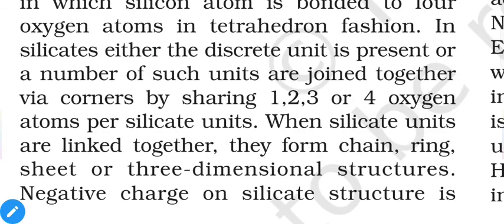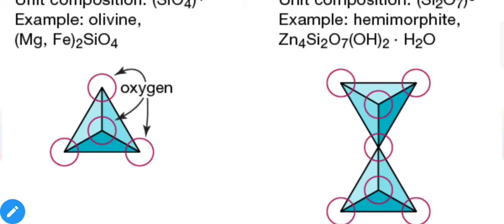In silicates, either a discrete unit is present or a number of such units are joined together at the corners by sharing 1, 2, 3 or 4 oxygen atoms per silicate unit. So depending on the attachment with adjacent silicates, we can get different forms of silicates. Here we have such examples. First we have the discrete silicate. That means we have a tetrahedron. At the center of this tetrahedron we have one Si atom and 4 oxygens are present at the corners of this tetrahedron, marked with red circles.